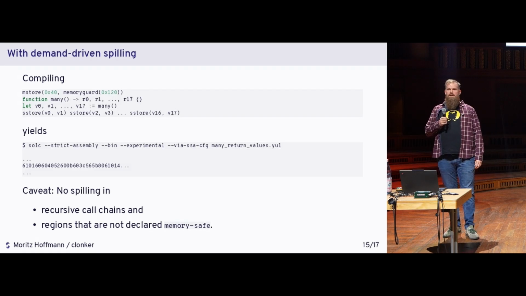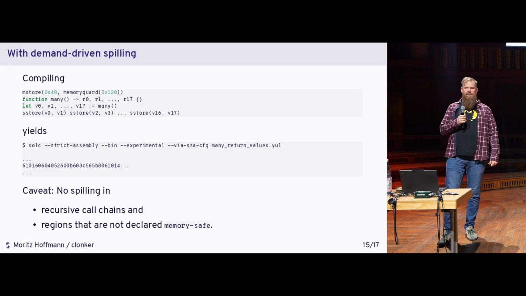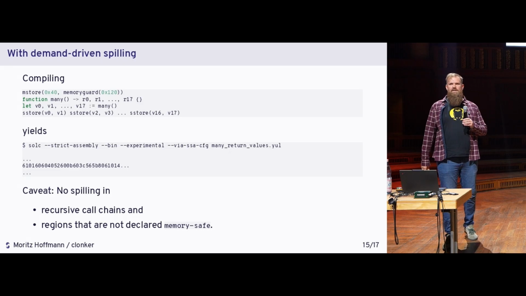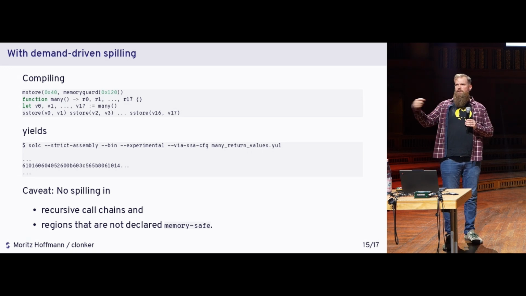There are, of course, caveats. Whenever we have situations where we think that there are no caveats, we will find them anyway. And one of them is that we cannot really handle recursive call chains. If we have a recursive call chain, we don't really know where to spill in a finite amount of memory. You would have to bound that somehow. You would need stack frames and such. So we are intentionally saying, if we are in a recursive call chain, then we cannot do memory spilling.